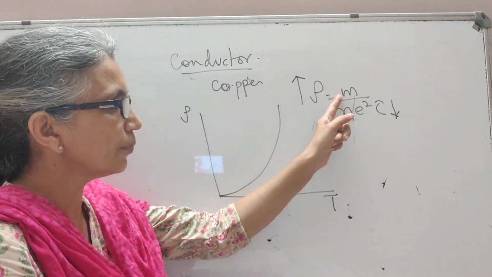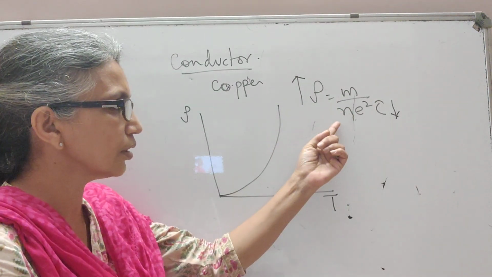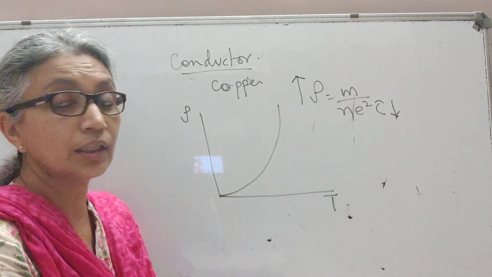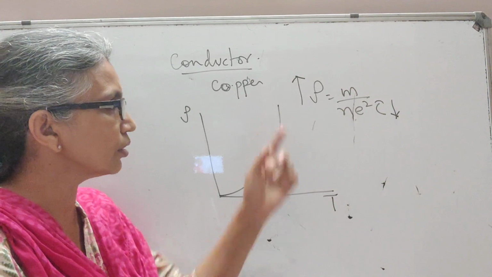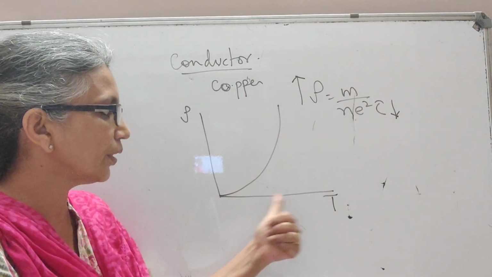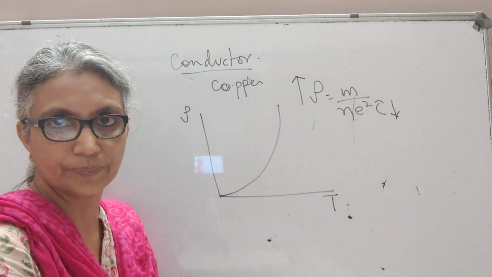So this is m, the mass of the electron, which is a constant. N, number density for a conductor, is a constant. E, the electronic charge, is a constant. So your resistivity is inversely proportional to relaxation time. That means it is directly proportional to temperature.